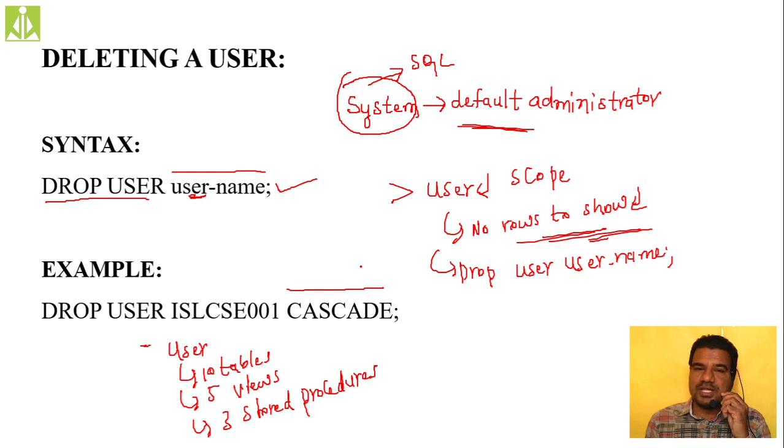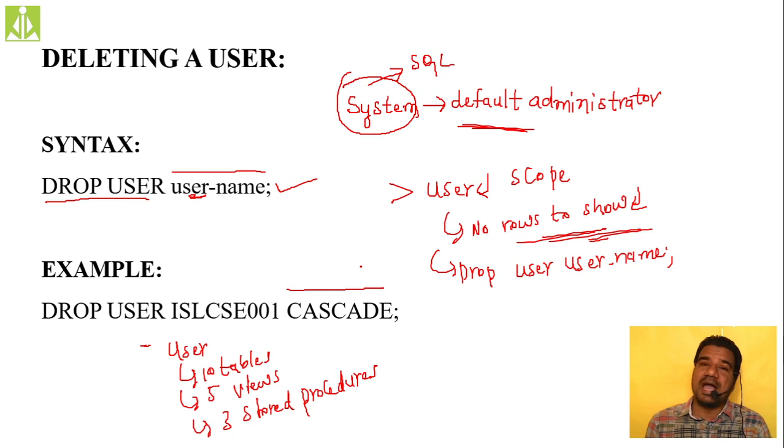So if you use cascade along with your drop command, recursively it will first delete the internal content, then finally the container. The container is your user and the content is those 10 tables, 5 views and 3 stored procedures. Hope you understood. When the user is completely empty, you can go with the drop user username command. No cascade is required because we are deleting only the container and your container does not have anything. So the user can be deleted.